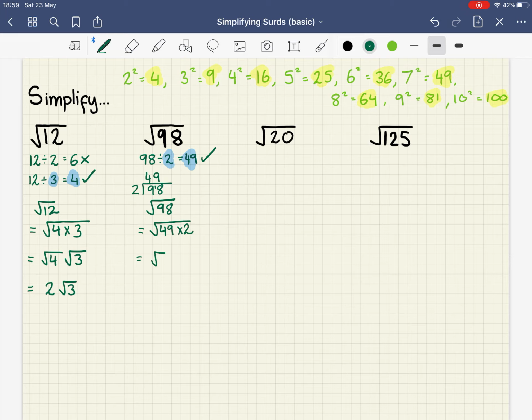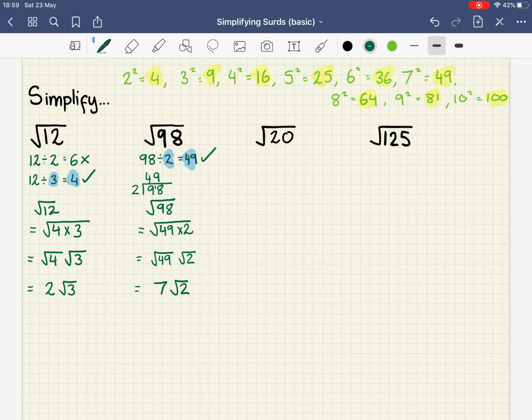And again, I can split it up. So it becomes root 49 root 2. And then the square root of 49 is 7 root 2. Okay. Let's go on to the next example then.